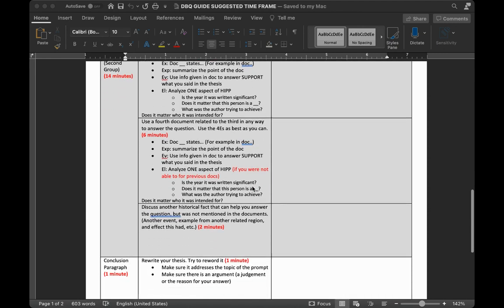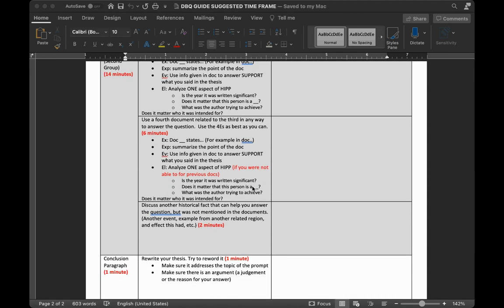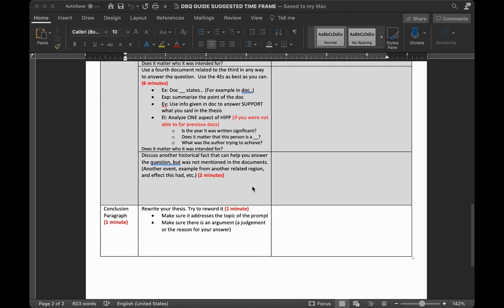Then use a fourth document related to the third document, okay? So analyze one aspect of HIPPO if you were not able to do it for the previous documents. You have to do 3 HIPPO analyses. So by the time you get to the 4th document, you could skip it unless you've already skipped it in one of the other documents. And then you discuss another piece of outside information here, right?